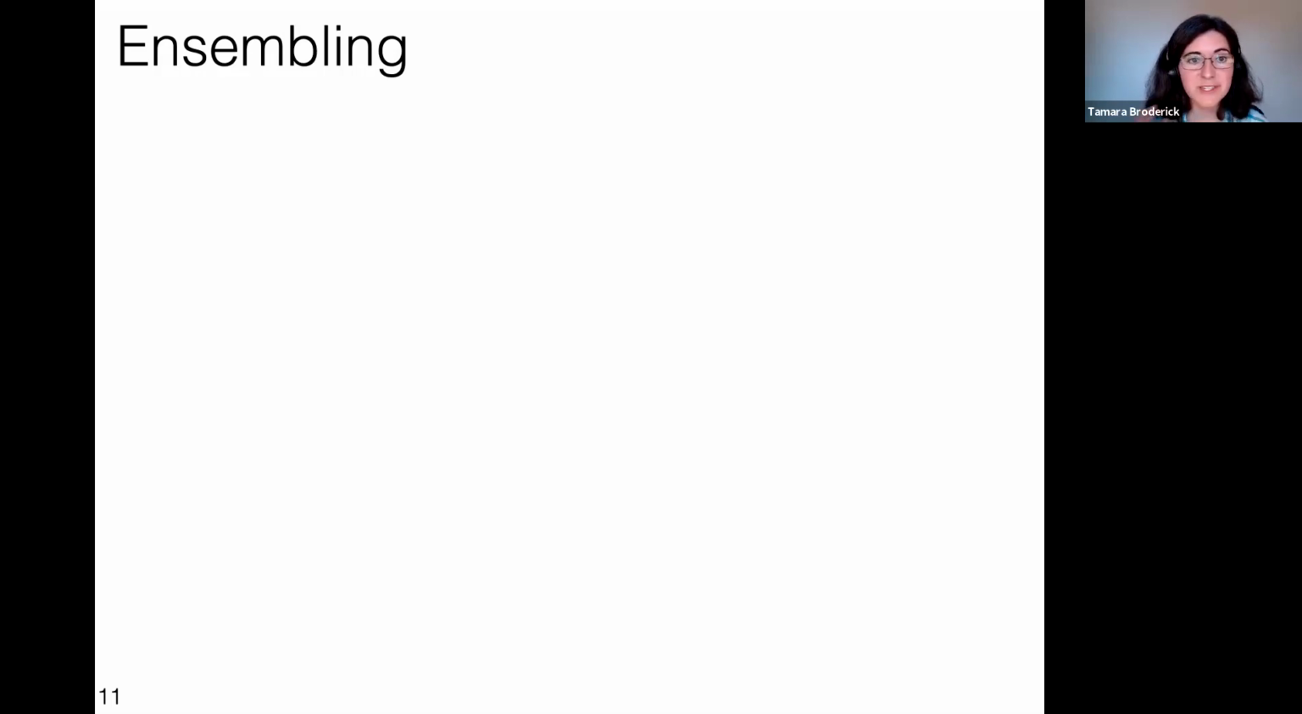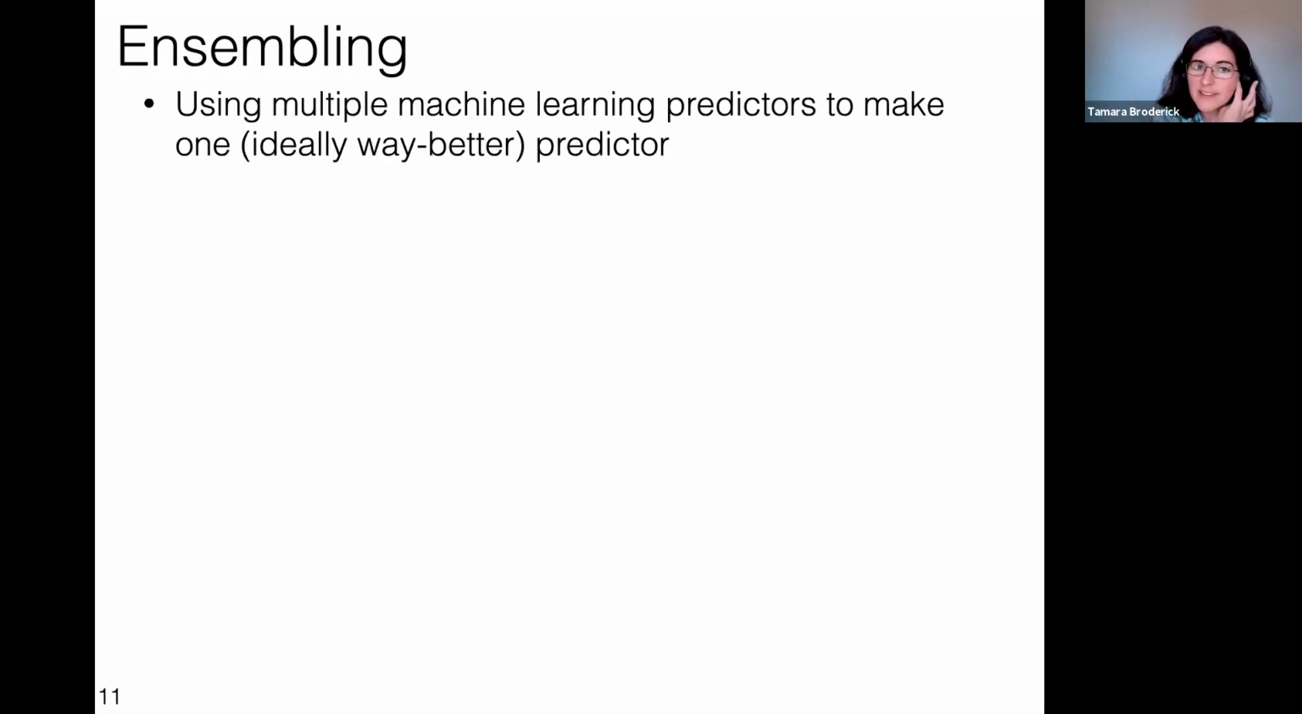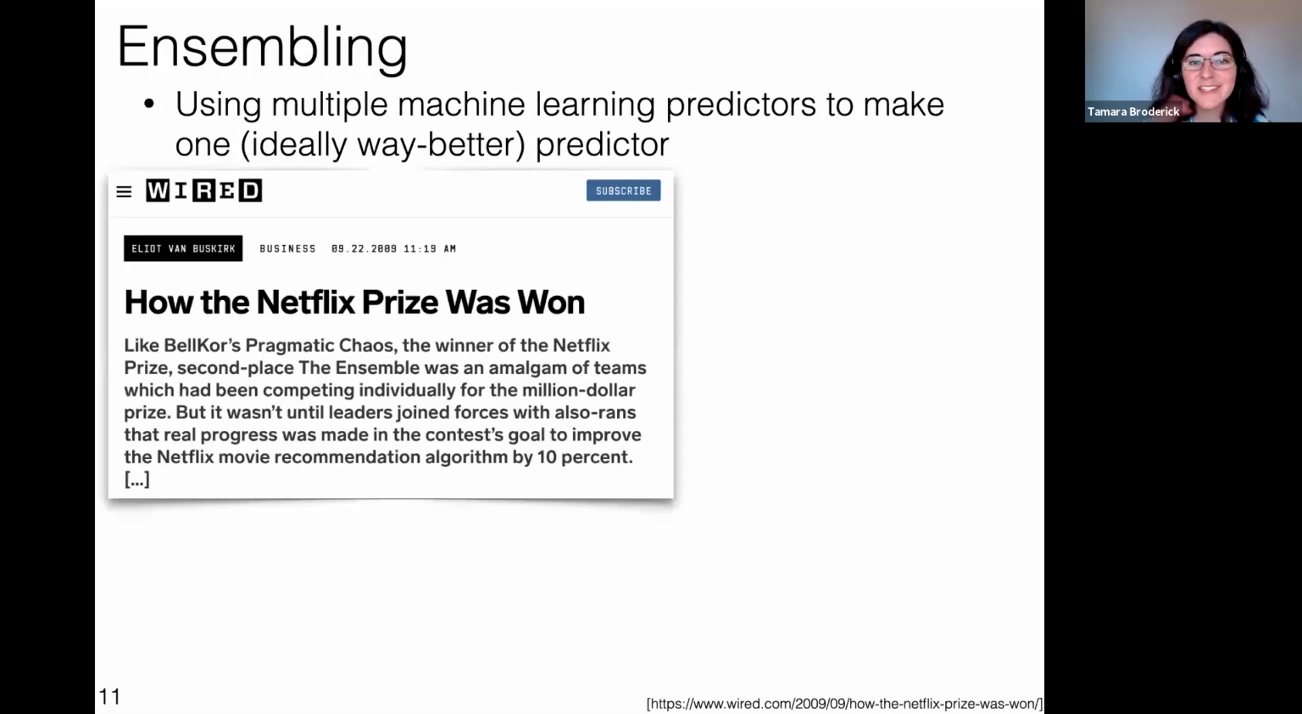Okay, so in particular, when we started off, we said we're going to talk about decision trees in terms of interpretation. Now we're going to talk about ensembling in terms of predictive performance. The general idea here is that using multiple machine learning predictors, even if they don't seem individually really great, will typically make a much better predictor.